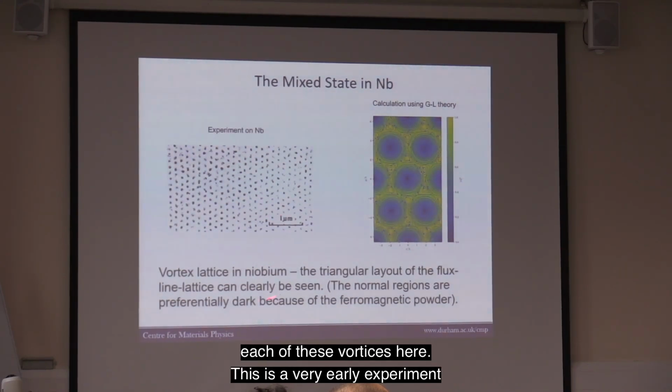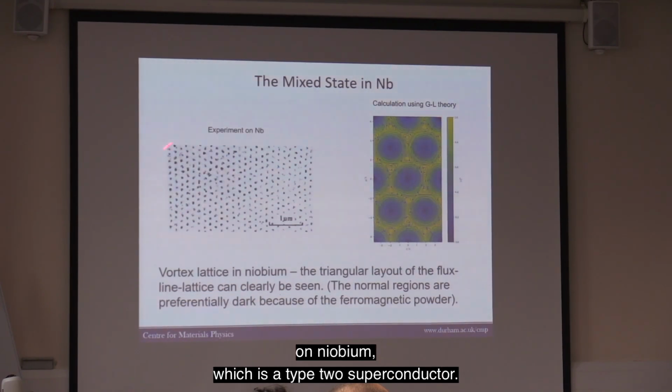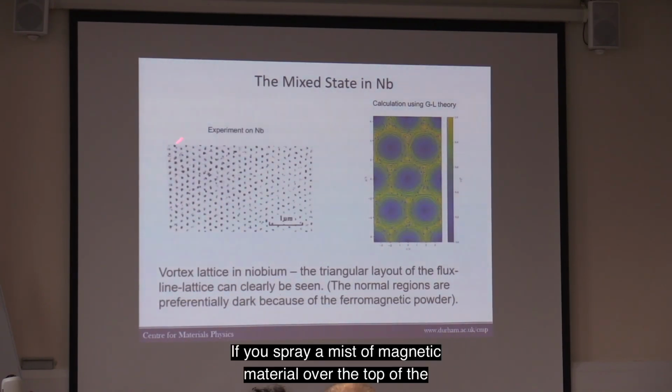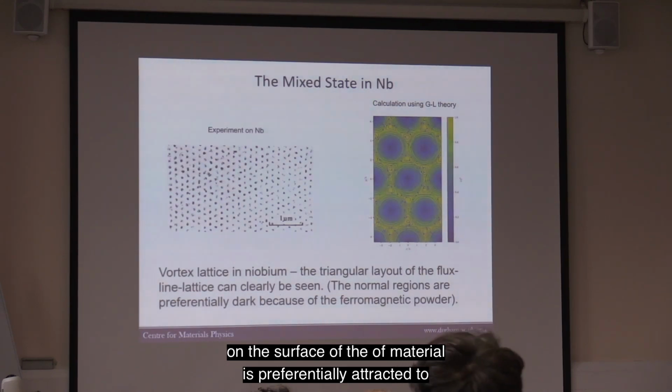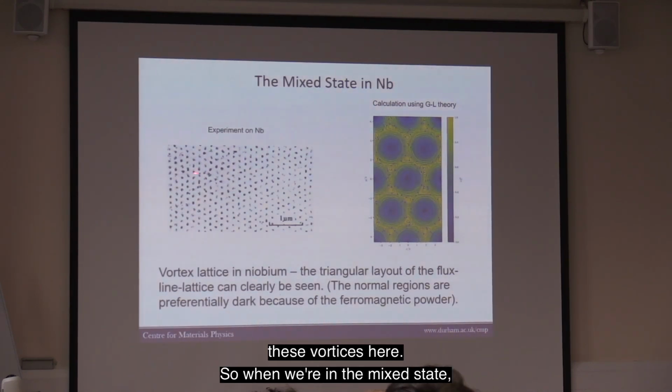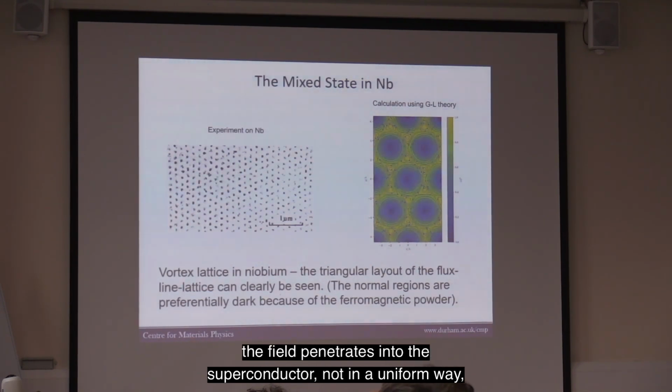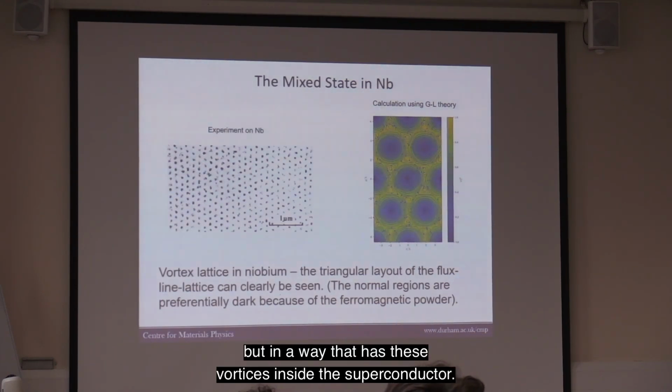This is a very early experiment on niobium, which is a type 2 superconductor. If you spray a mist of magnetic material over the top of the surface of superconducting niobium, it doesn't just uniformly settle on the surface of the material. It's preferentially attracted to these vortices here. So when we're in the mixed state, the field penetrates into the superconductor, not in a uniform way, but in a way that has these vortices inside the superconductor.